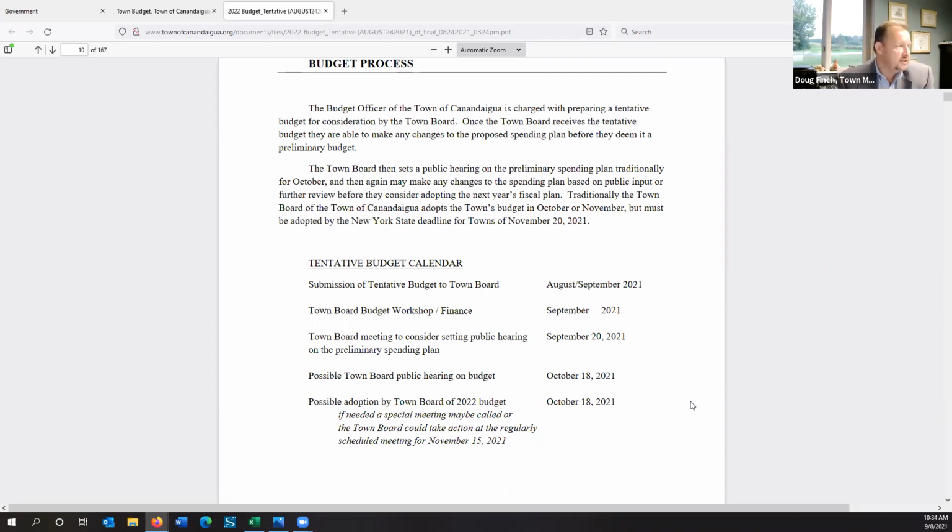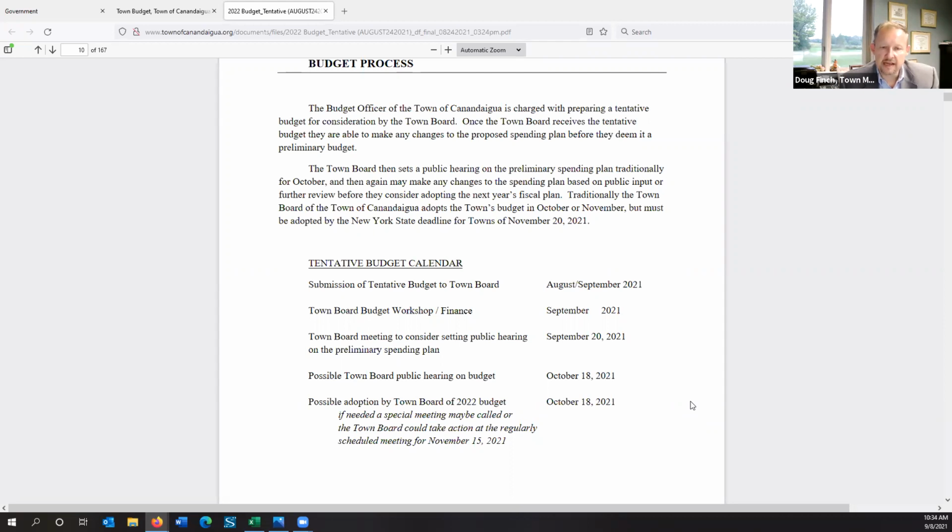Submission of the town budget to the town board. I like to always try to have that submitted by Labor Day, which we did have the town board receive their budget just before Labor Day, their printed versions of the budget. And that really gives them all of the month of September and most of October to do that.